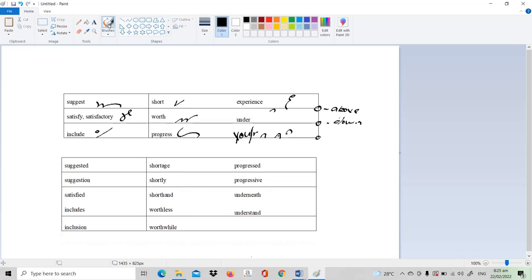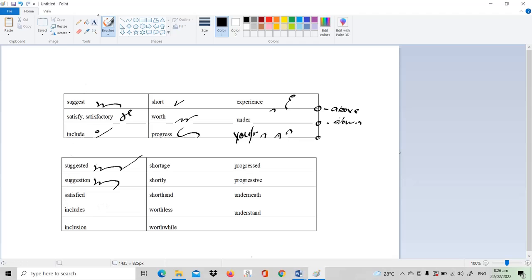So, we have suggested. So, we have suggest, written as S-U-G. Now, we add TED. Ulitin natin. S-U-G, TED. So, that's the stroke of suggested. Next, we have suggestion. So, we have suggest, S-U-G, and then shon.